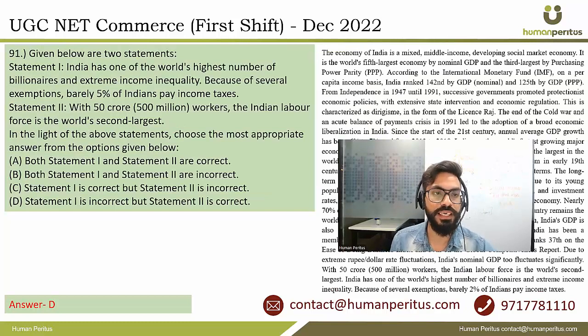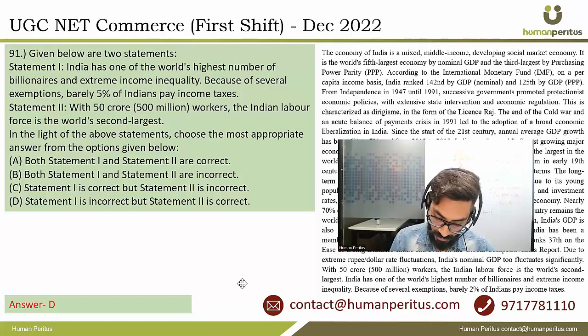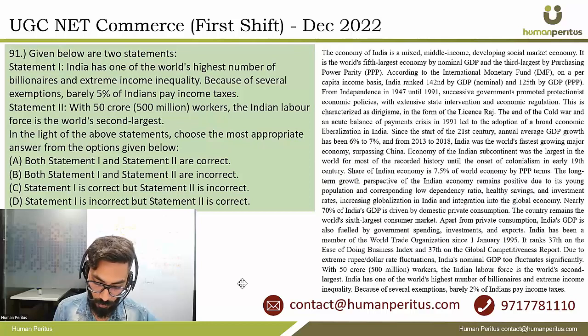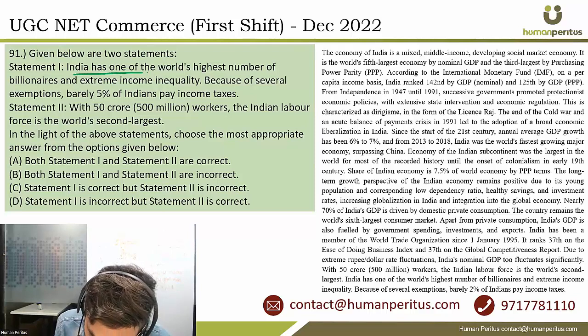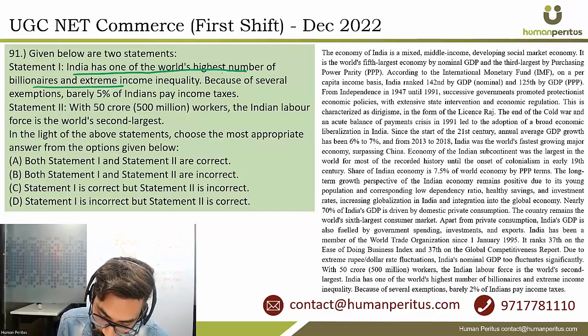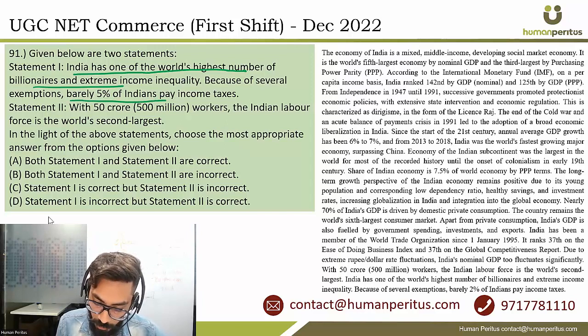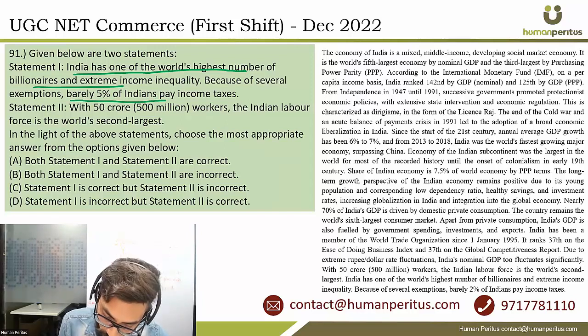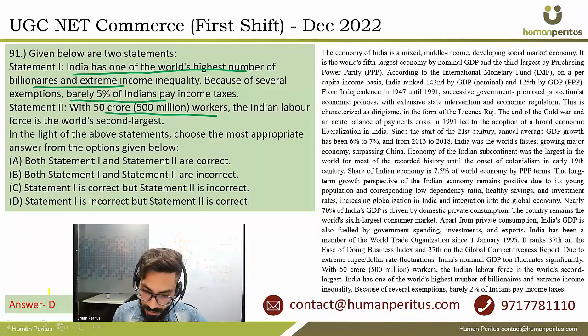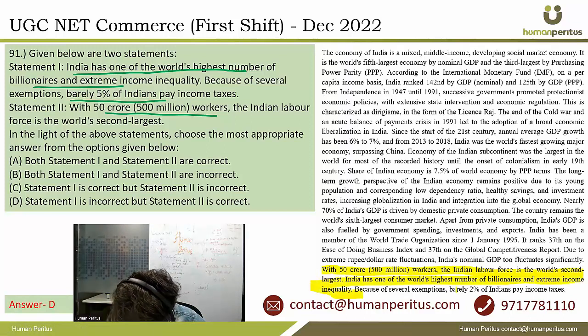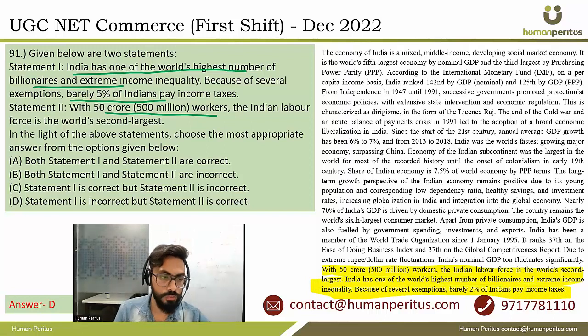Now, this is a very straightforward question in which they have given you a passage and then you have to find the answers from it. So in the question, it talks about India has one of the world's highest number of billionaires, poverty, barely 5% Indians pay income tax. Statement 2 says 50 crore workers. If you look at the passage, these exact lines are given here in the end of the passage. So the correct answer is D.